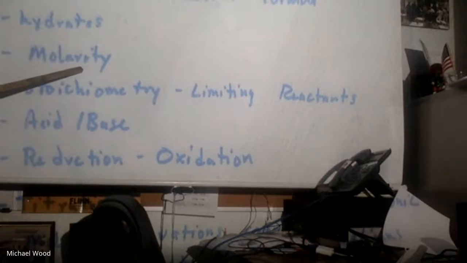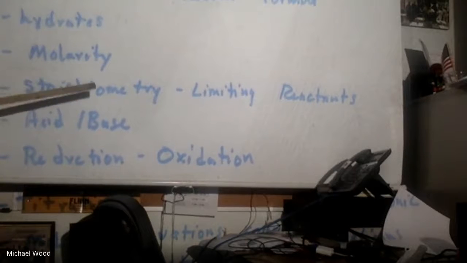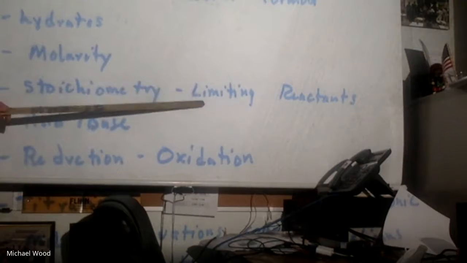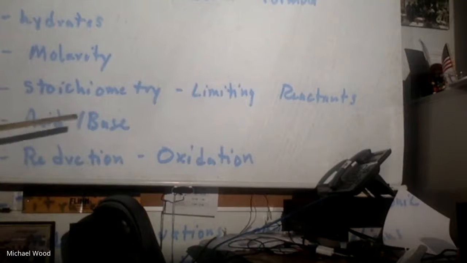Molarity, definitely the moles over liters, that's on the test. Stoichiometry, limiting reactants is on the test. And then acid-base reactions, and then reduction oxidation is also on the test. There's a little bit more here too.